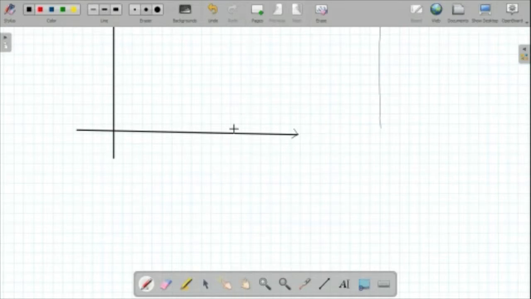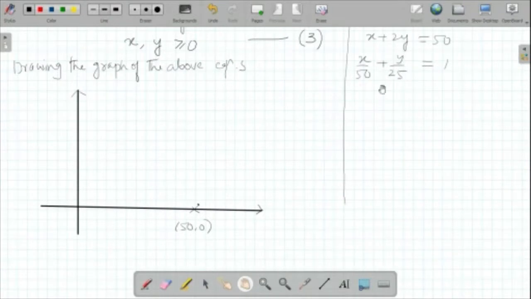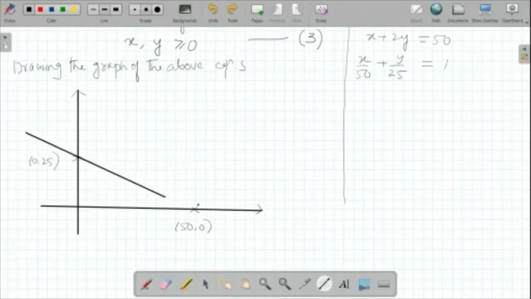So x is 50. Let me say this is my 50. And y is 25, right? So let's say this is my y at 25. Then we will join these two points.